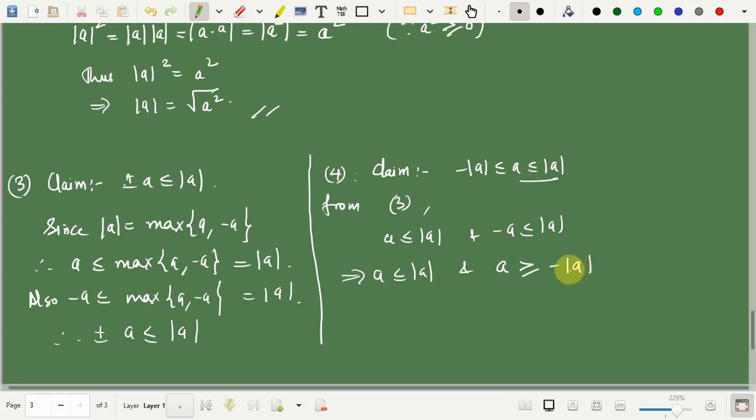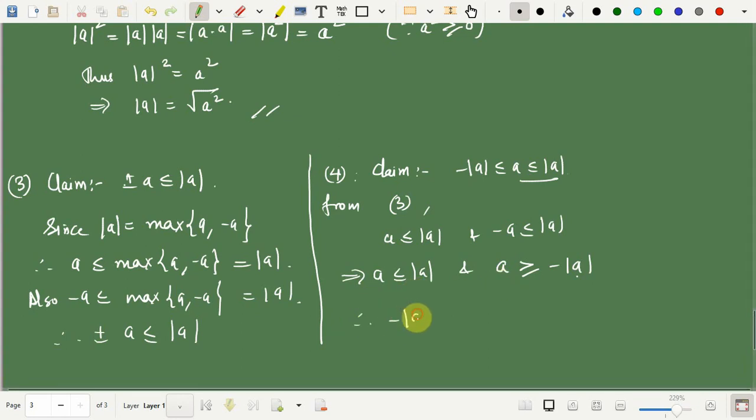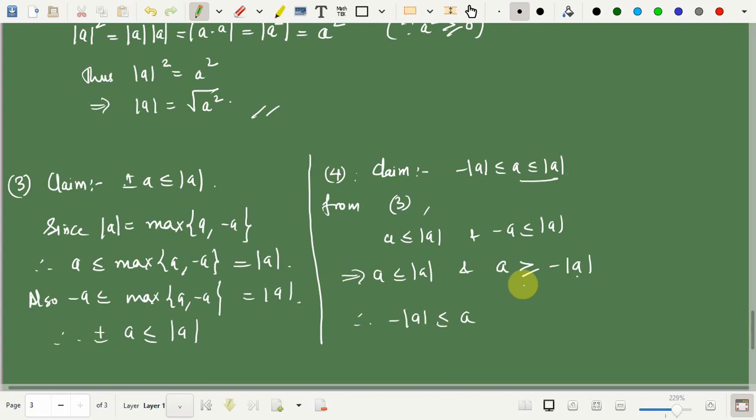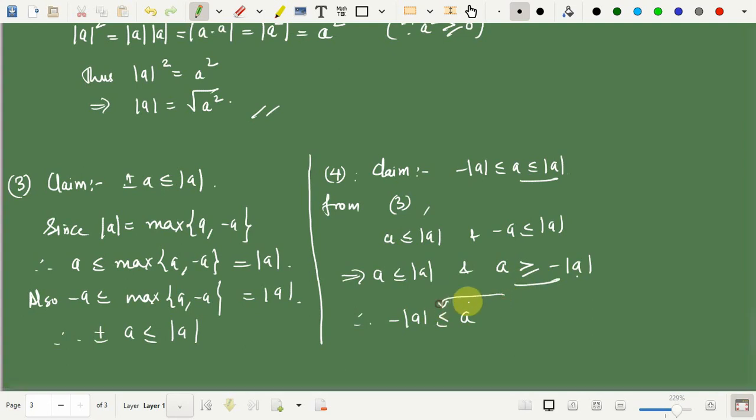So, do we get this inequality now? See, we have minus of mod of a is less than or equal to a, which is less than or equal to mod of a. Therefore, minus of mod of a is less than or equal to a from here, and a is less than or equal to mod of a from here, and that is what we wanted.